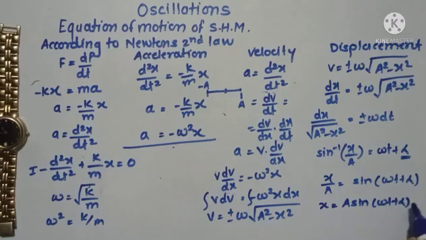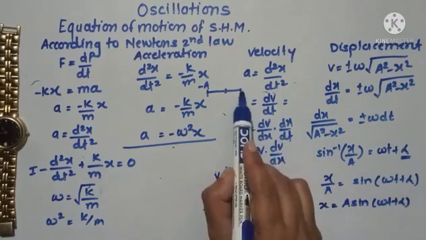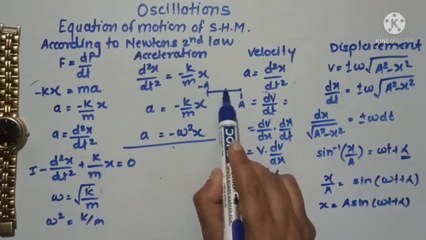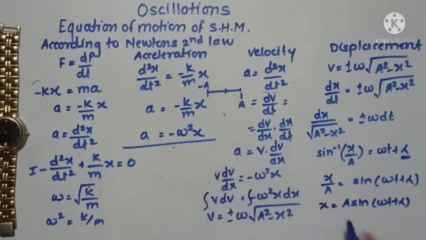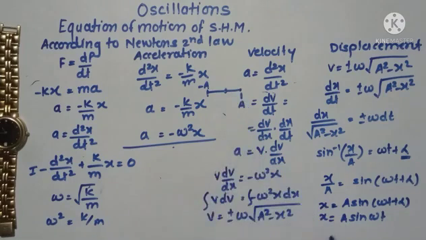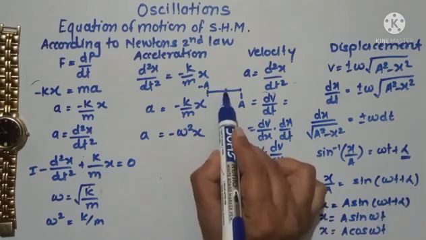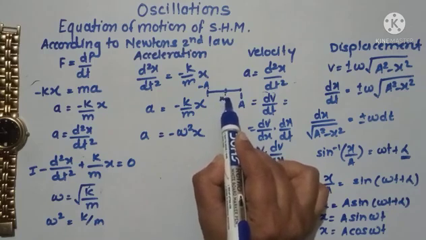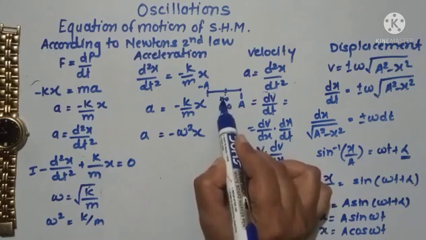Now there are also different cases, and we can calculate what will happen if the particle is starting from the mean position, or when the particle is starting from the extreme position. So when the particle is starting from its mean position, the displacement is given by x is equal to a sine omega t, and when the particle is starting its journey from the extreme position, then x is given by x is equal to a cos omega t. We are calculating these equations by taking different conditions. When the particle is starting from the mean position, its displacement will be 0, so x will be 0 at t is equal to 0.